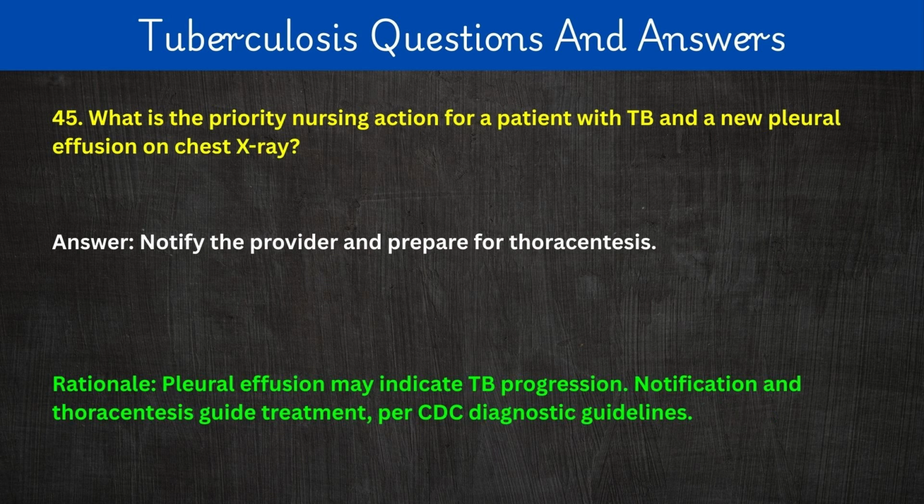45. What is the priority nursing action for a patient with TB and a new pleural effusion on chest X-ray? Answer: notify the provider and prepare for thoracentesis. Rationale: pleural effusion may indicate TB progression. Notification and thoracentesis guide treatment, per CDC diagnostic guidelines.